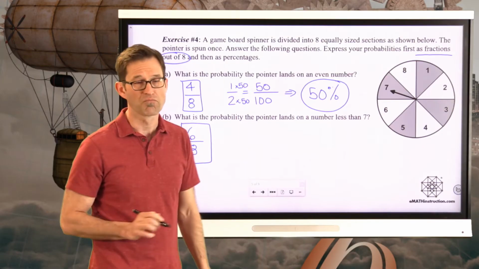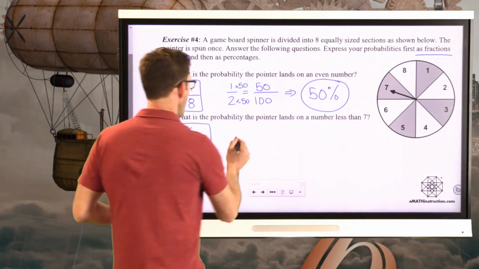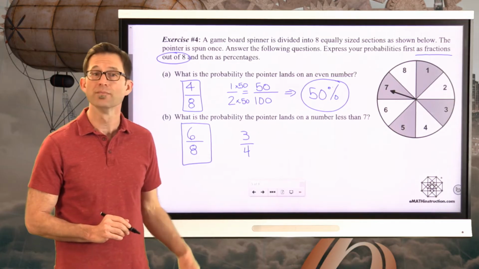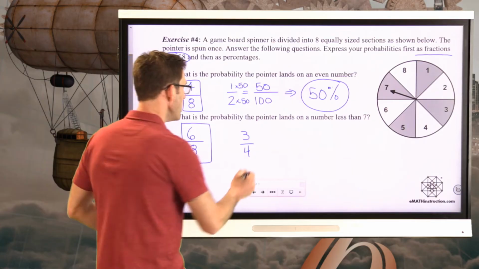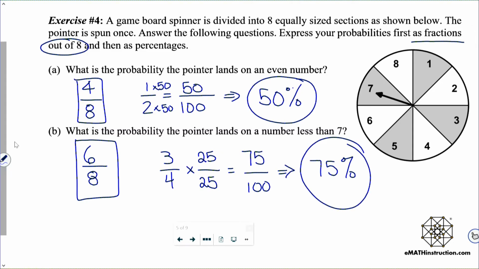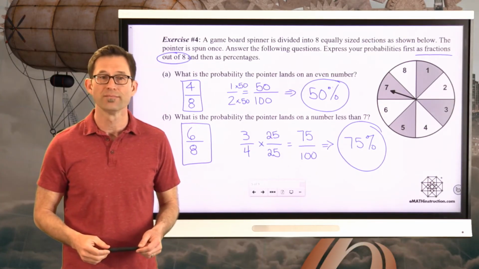All right, good enough, right? But if we want it as a percent, we need to convert this into percent. Now, one of the things that's helpful is oftentimes reducing your fraction to its lowest terms. That's 3/4, right? I'm just reducing my ratio down to the simplest form I can get it. Now I want that out of 100. So just like before, I'm going to multiply both numerator and denominator. I'm going to find that that's 75 100ths. And then that tells me that there's a 75% chance the pointer is going to land on a number less than 7.